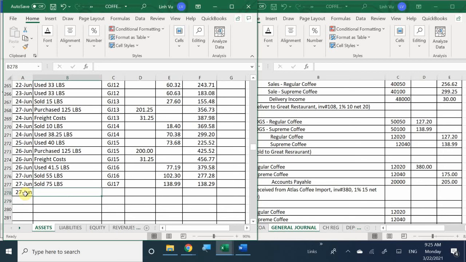How many pounds did I buy? 125. Okay. For a grand total of 205. How much was it for? Oh, sorry, two, right? 205. All right, so what's my ending balance? 343.29. Good.